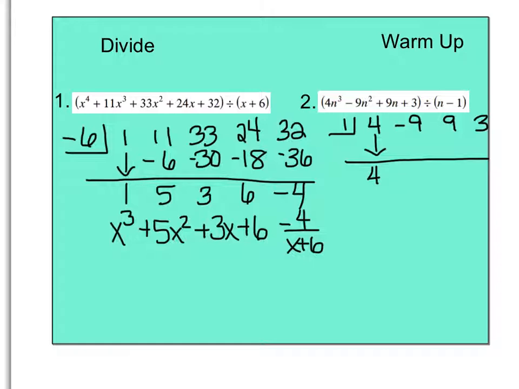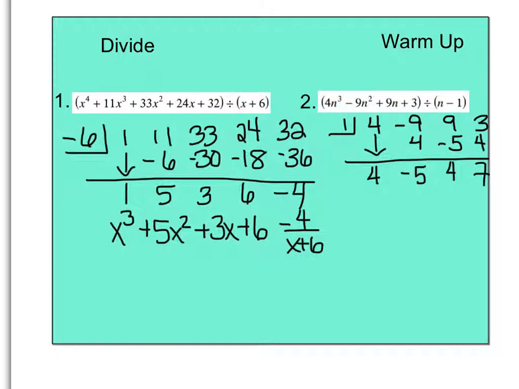And we multiply and add through, so 4 times 1 is 4. Add -9 and 4, we're looking at -5. -5, multiply it back to 1. Add those together, we're at 4. 4 times 1 is 4. 3 plus 4 is 7.